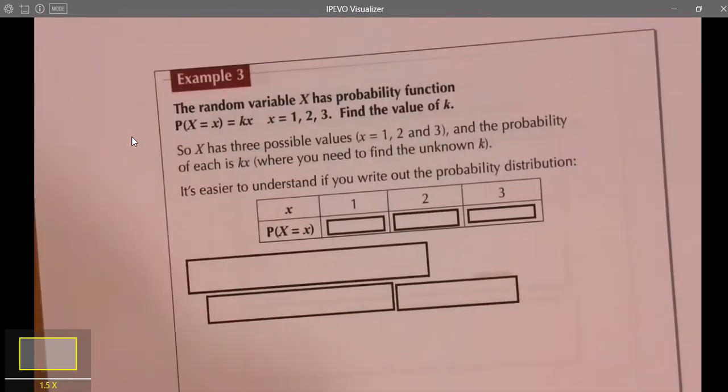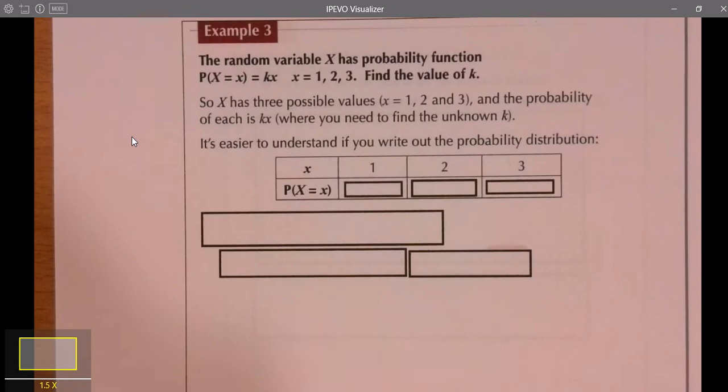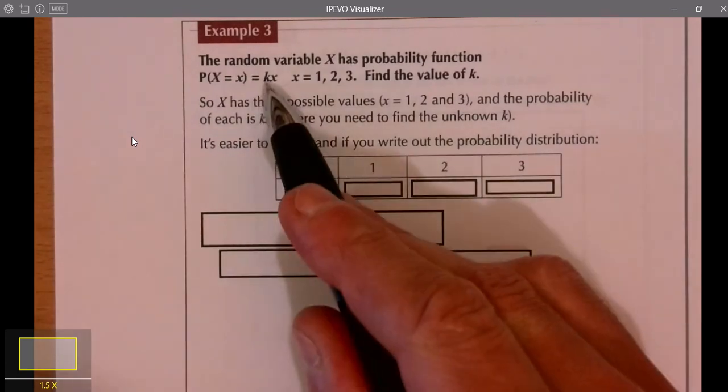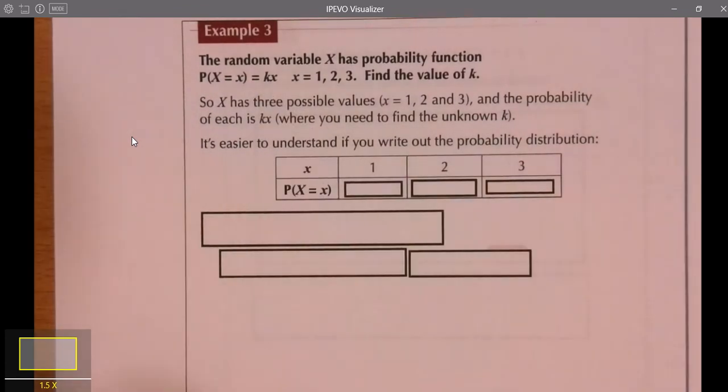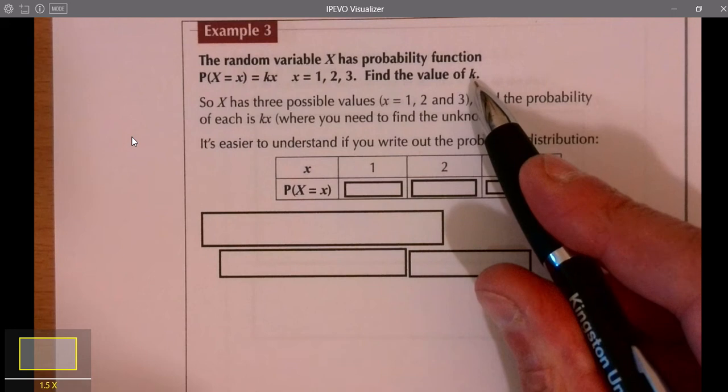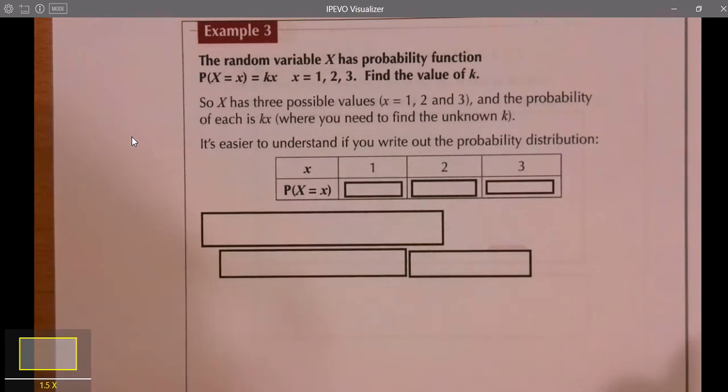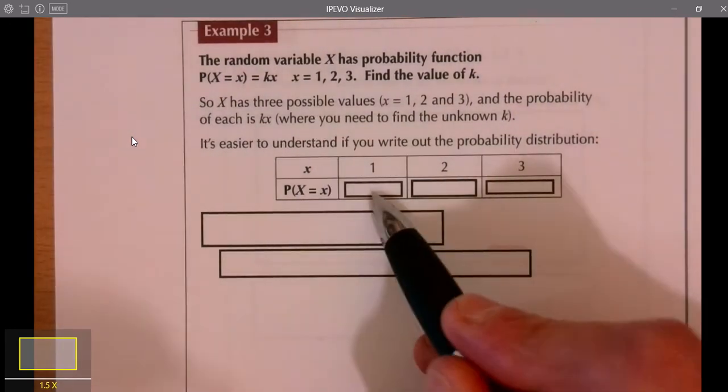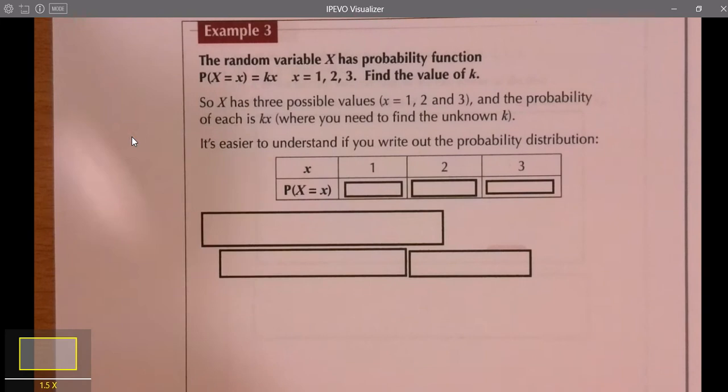Right, example 3. Here we go. So what have we got here? Wait a minute, we've got a funny letter K in there. We need to work out what the K value is. What do we know about these 3 probabilities? We know that they add up to 1.